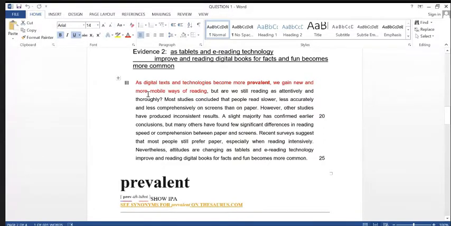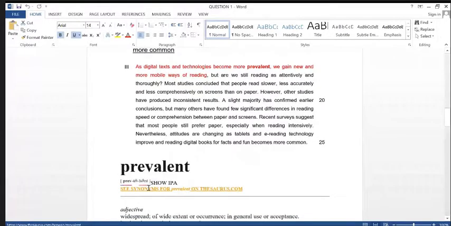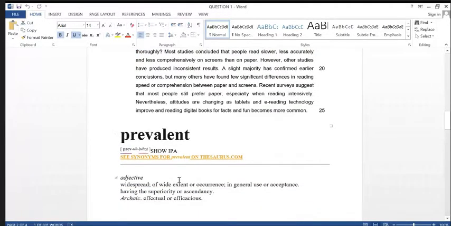The reading using mobile. So as digital text and technologies become more prevalent, are you saying it's more advanced? Okay, we gain new and more mobile ways. Perhaps that is your first guess, because you think that it fits the context. However, again, I have to inform you that you have to check the word prevalent. You have to check the meaning of the word prevalent, and you can see there's nothing about advanced in the meaning of the word prevalent.